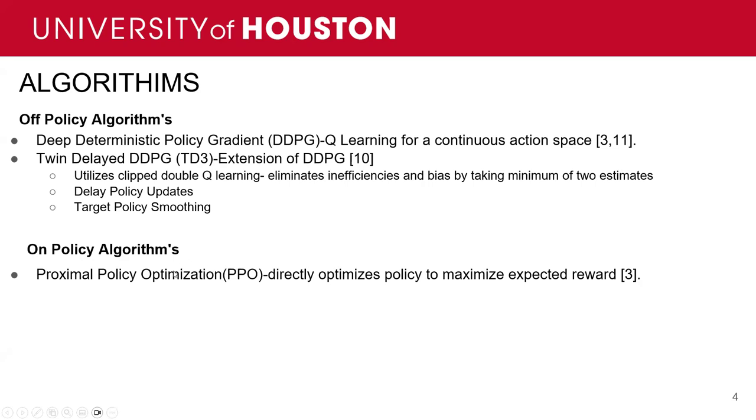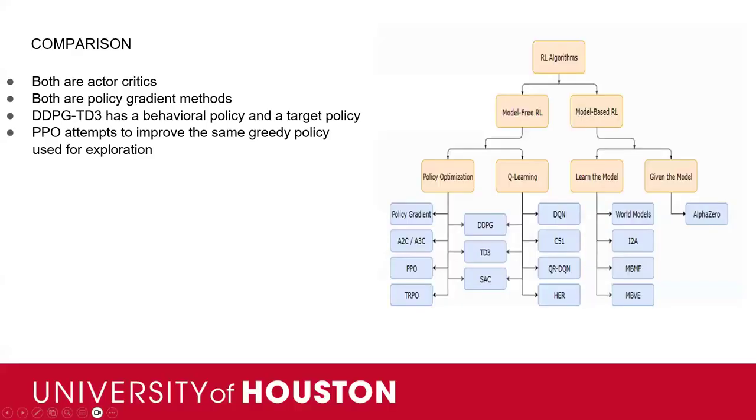For on-policy algorithms, we just have proximal policy optimization, or PPO for short. And this algorithm directly optimizes policy to maximize the expected reward. Now, for comparison of the RL algorithms, to the right, you see a kind of tree, which gives a generalization of some of these more common algorithms. All the algorithms we worked with in this project are on the left.